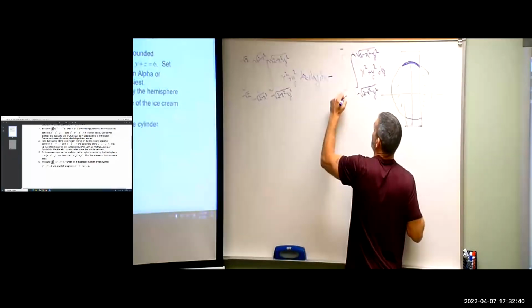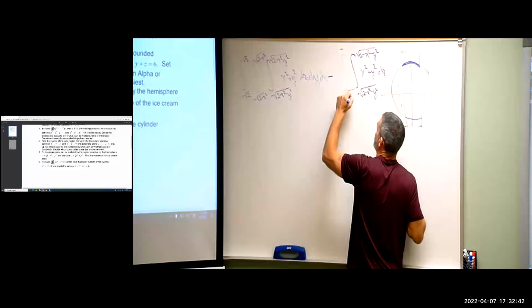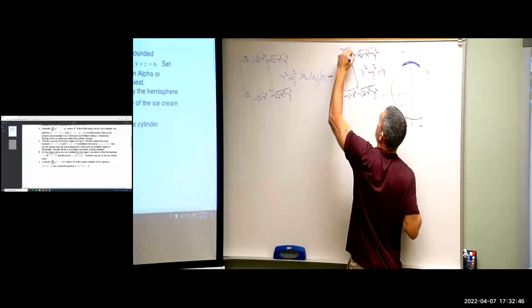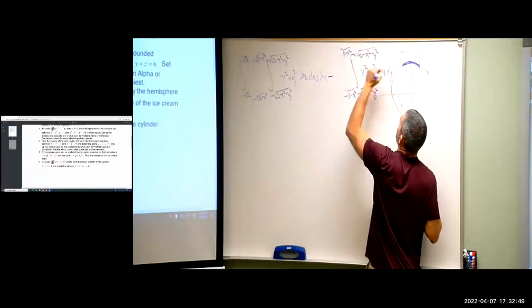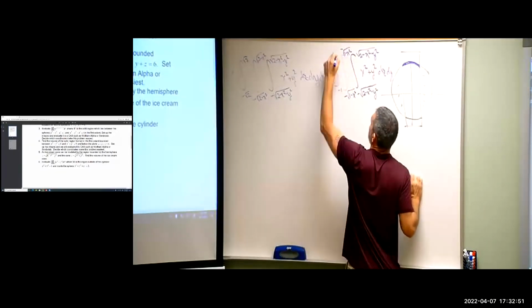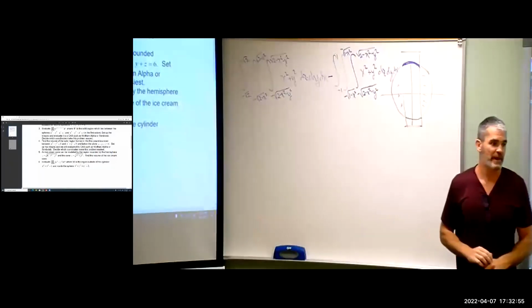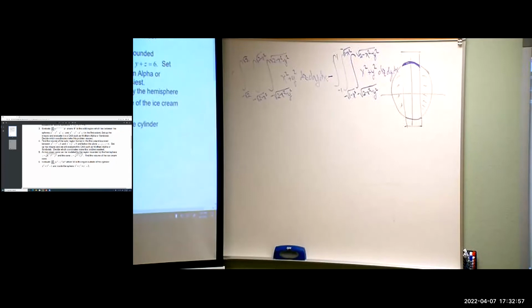So circle of radius 1, so negative square root of 1 minus x squared to square root of 1 minus x squared for our dy, and negative 1 to 1 for our dx. Okay. Not something we're really going to be excited about doing by hand, right? Actually, it might even come out kind of messy on the computer, but it can be done. Yeah, this one's a bit of a mess.